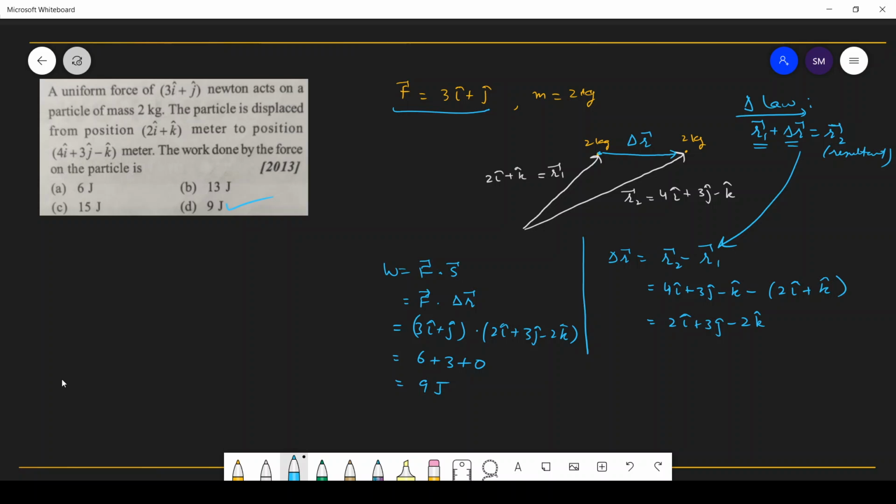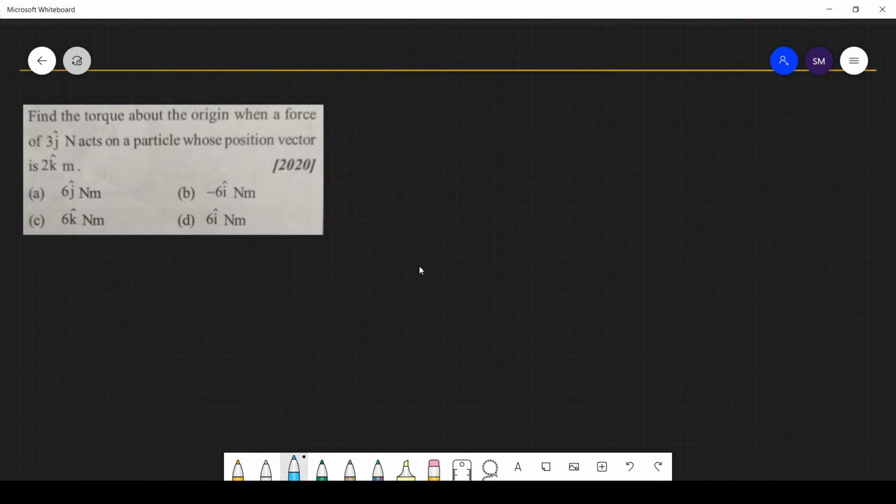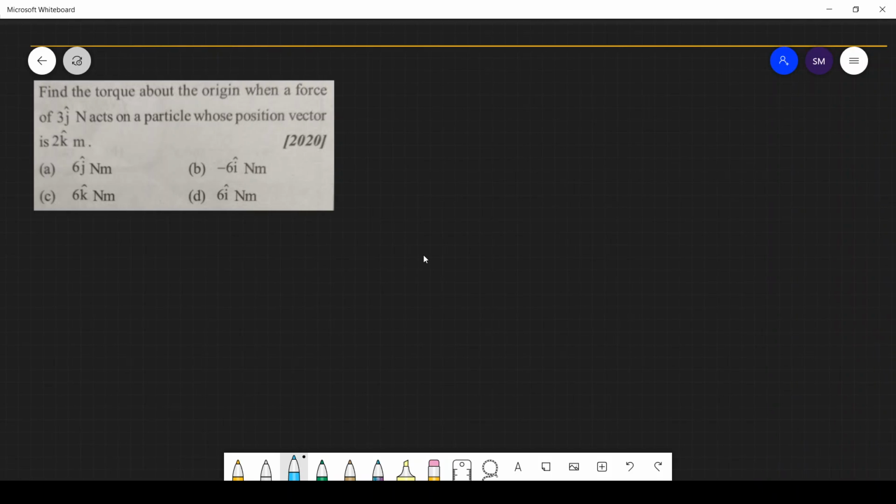Now let us do the last question of today. That is cross product. Find the torque about the origin where the force is given. This question is also from 2020, so it's very recent. We have done two questions from recent exams, so you can see how important these topics are. We have two questions in the NEET exams from these topics.